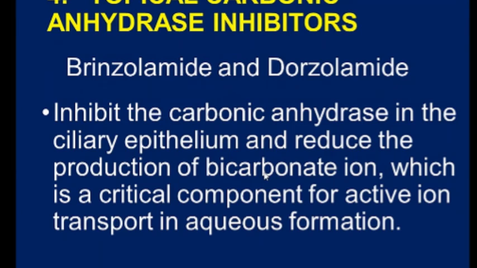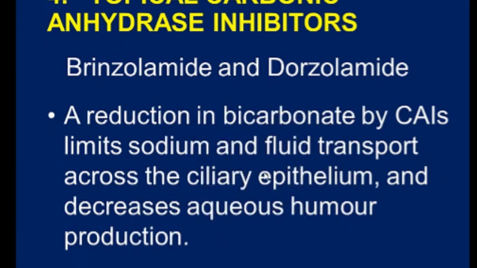So these carbonic anhydrase enzymes are responsible for bicarbonate ion formation, which is responsible for aqueous humor production or formation. So when these carbonic anhydrase enzymes are inhibited, the bicarbonate ion production is reduced, and IOP and aqueous humor production or formation is reduced also. So this is the mechanism of action of carbonic anhydrase inhibitors.